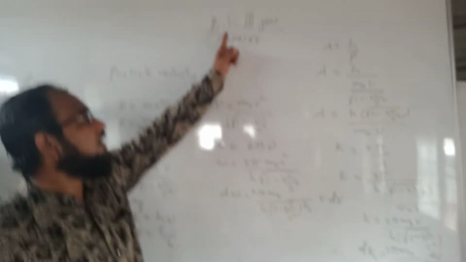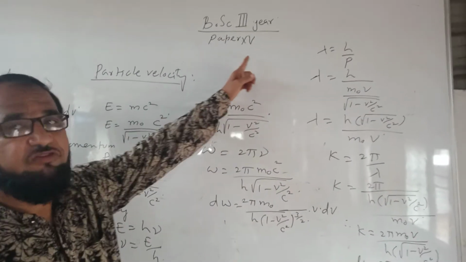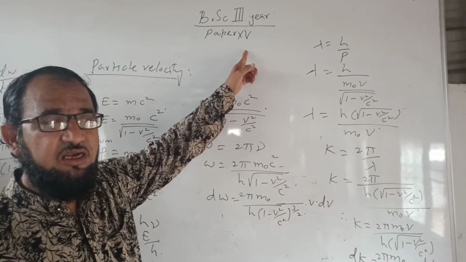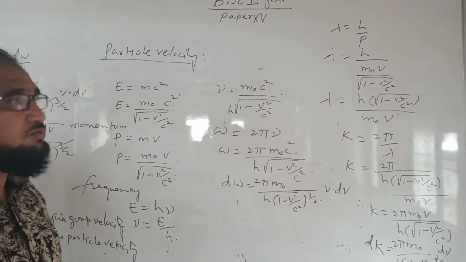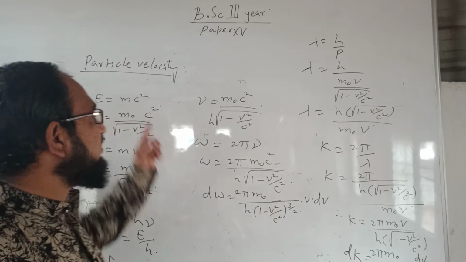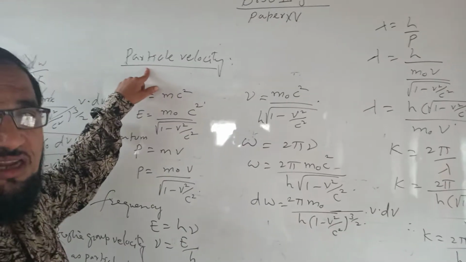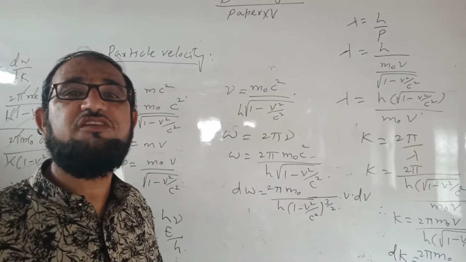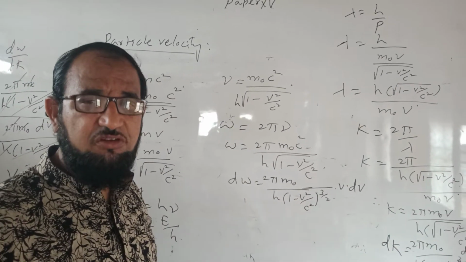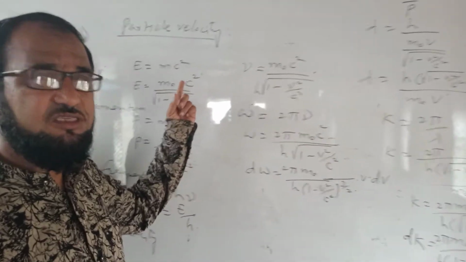Hello friends, I am teaching BSc third year, paper 15, classical and quantum mechanics and theory of relativity. In this paper I am teaching the theory of relativity, and in our last lectures we studied the group velocity and phase velocity of the particle. Today we are going to study the particle velocity.